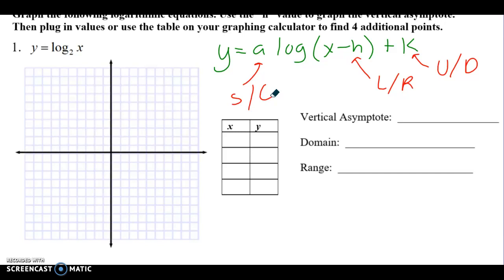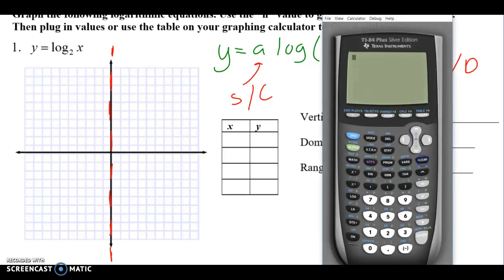So has anything happened to number 1? Did it move left, right, up, down at all? No. So our parent function of a log has an asymptote on the y-axis. It's the inverse of exponentials. I know it's kind of hard to do a dotted line on the y-axis, but if it hasn't moved, that's where it always starts. So now, to fill out this table, we're just going to graph it in our calculator. Go into y equals. What's a again? The stretch or compress. What's our little shortcut to insert a log other than base 10? Math, alpha, math.